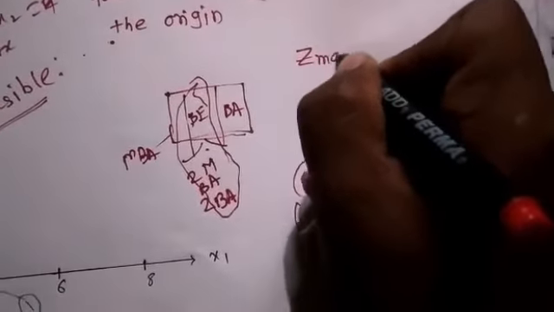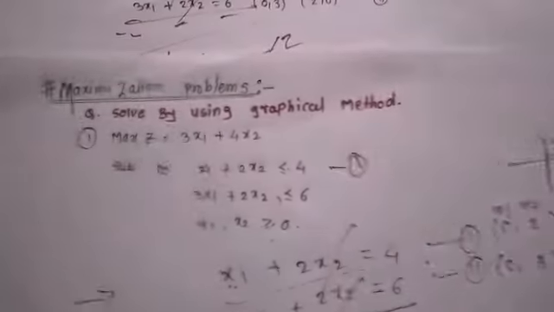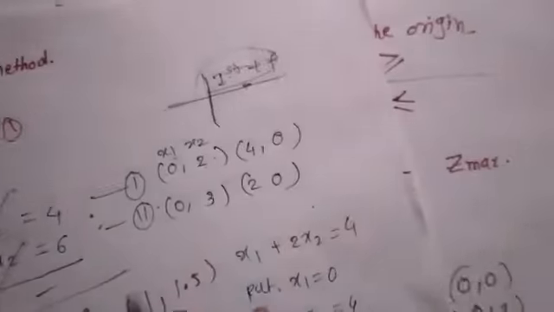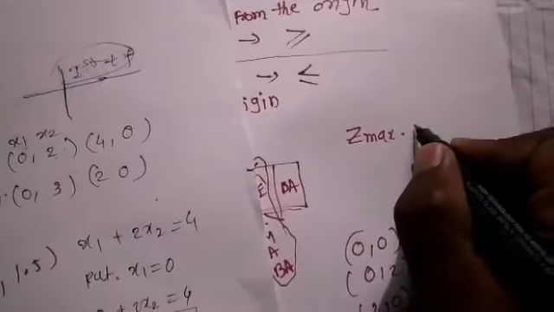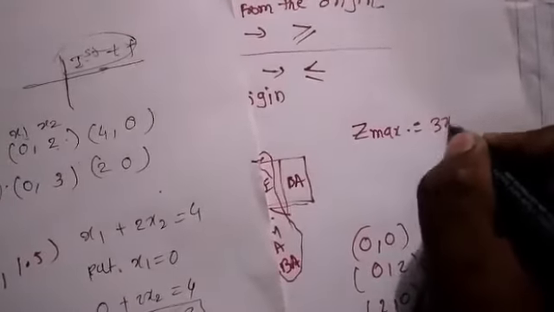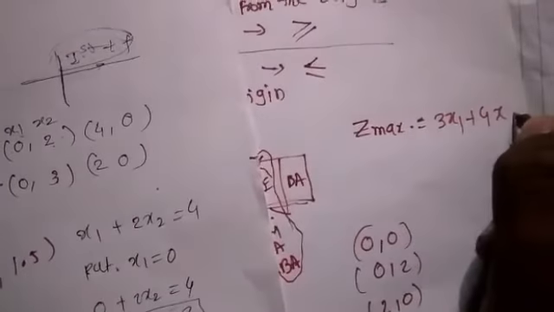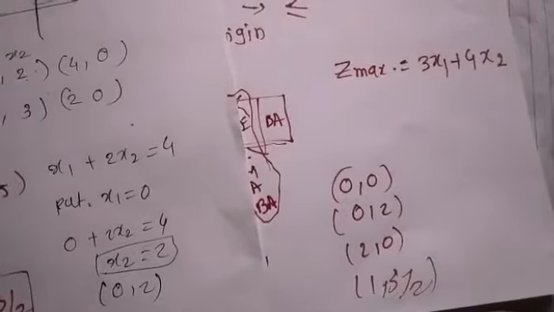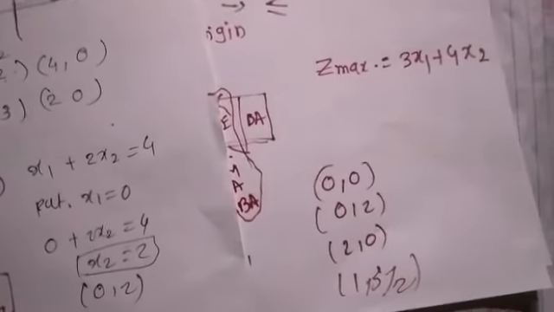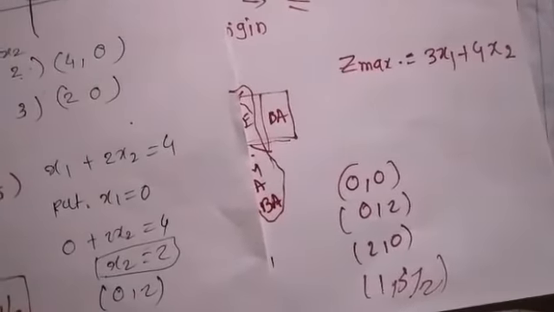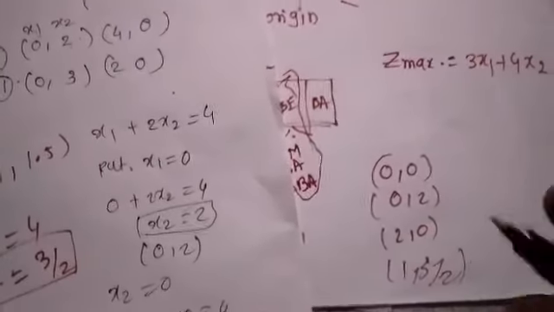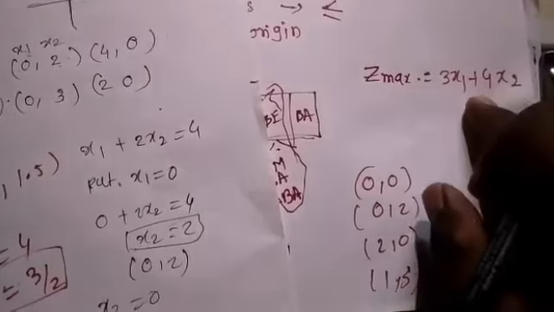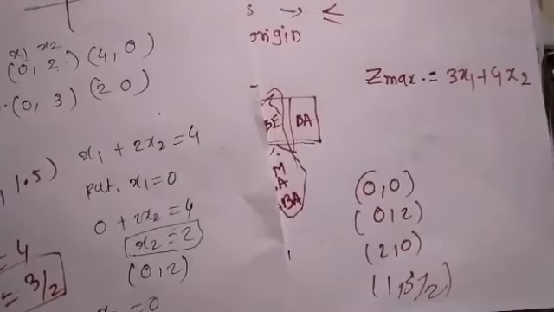Now what is our objective function? This is our objective function: maximization of z is equal to 3x1 plus 4x2. We got some corner points, or points of the feasible region. What is meant by feasible region? Feasible region is nothing but the common region of the lines. So we got these 4 points. Just substitute these coordinates in the objective function and you will get your required solution.